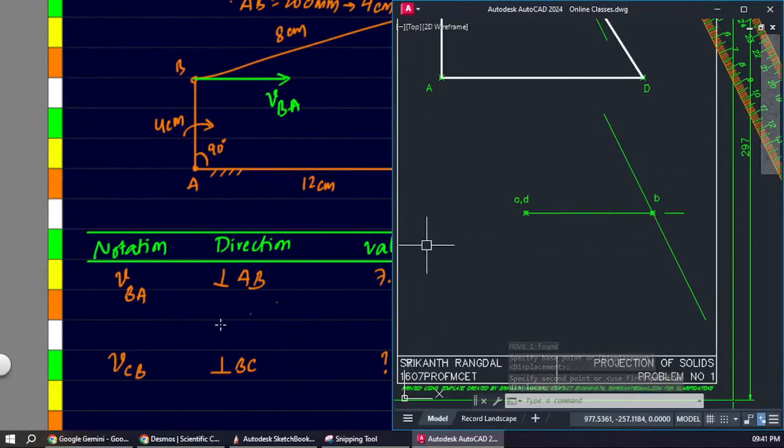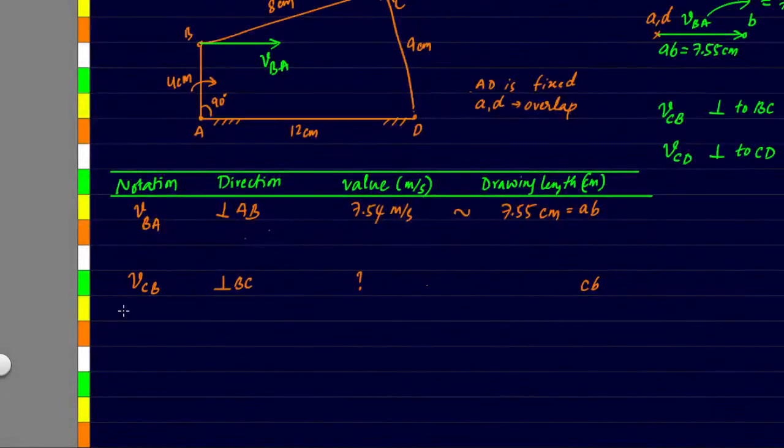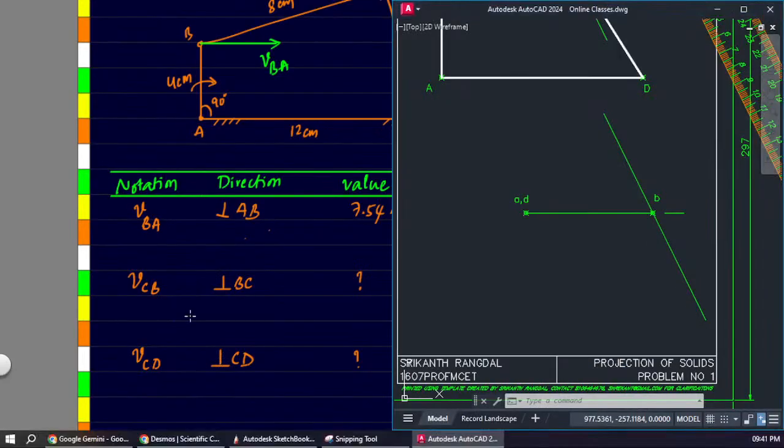Once we have drawn that, next we have to estimate the velocity of C with respect to D. Now this has to be perpendicular to CD. We don't know its value in meters per second, but we just know its direction. It will be represented as small cd in the diagram, which should be perpendicular to capital CD.